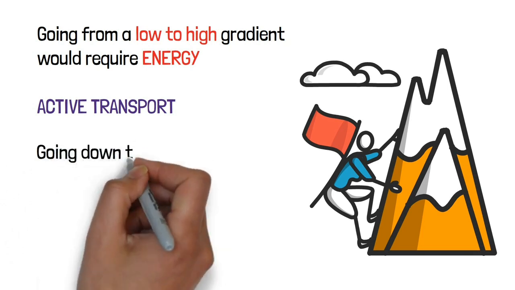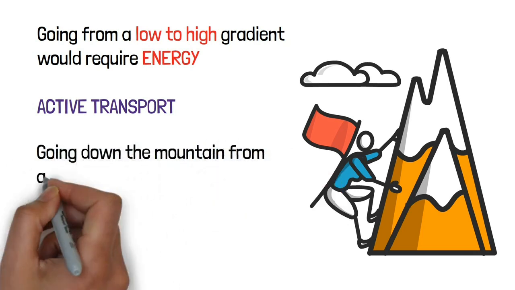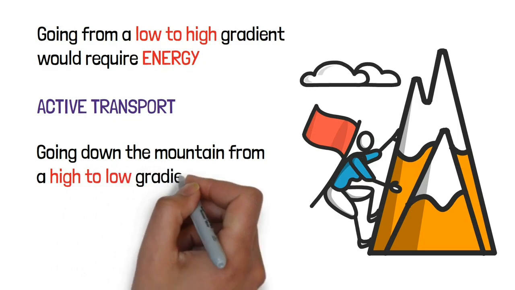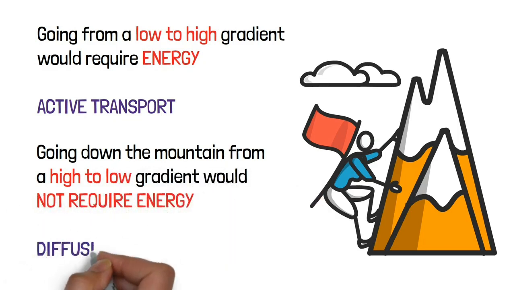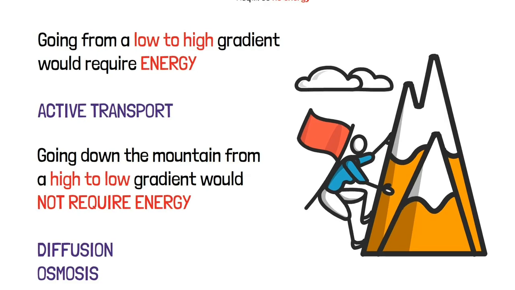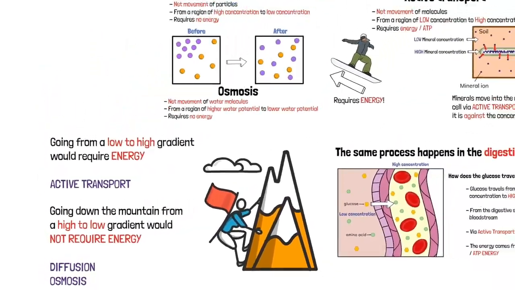Now, if we were to slide down the mountain, going from a high to low gradient, this would require no energy for us because gravity is going to pull us down. Therefore, sliding down the mountain symbolises diffusion and osmosis. Both of these go from high to low, and they require no energy whatsoever.